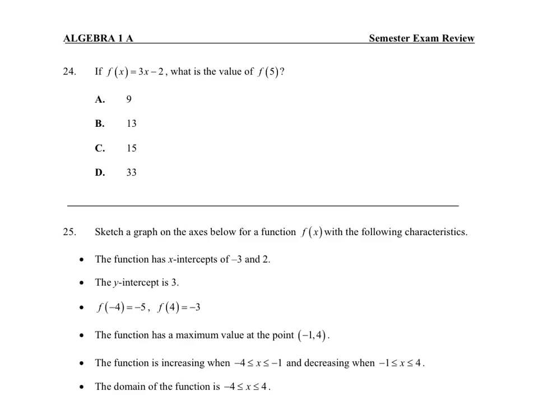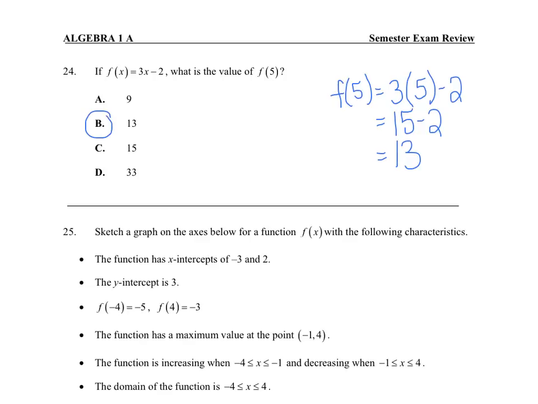Question 24. If f of x equals 3x minus 2, what is the value of f of 5? Well, f of 5 means that x is going to be 5. So f of 5 is going to equal 3 times 5 minus 2. Well, 3 times 5 is 15, and 15 minus 2 is 13, so my answer is going to be B, 13.